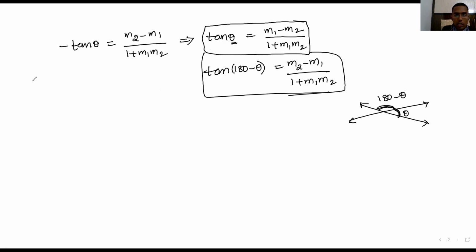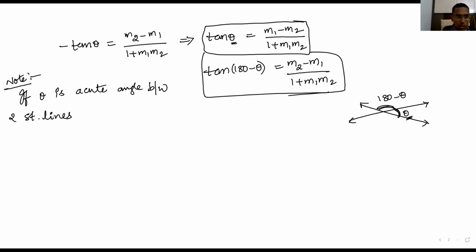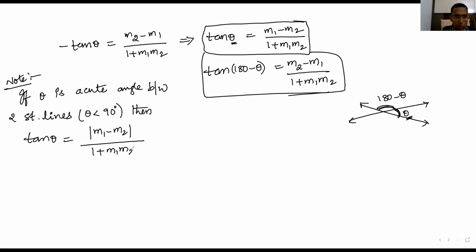Therefore, for the acute angle we put mod. Note, acute means less than 90 degrees. If theta is the acute angle between two straight lines, that is theta less than 90 degrees, then the formula is tan theta equals mod of M1 minus M2 by 1 plus M1 M2. So that is positive actually.